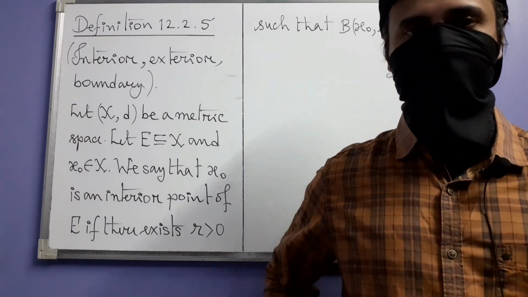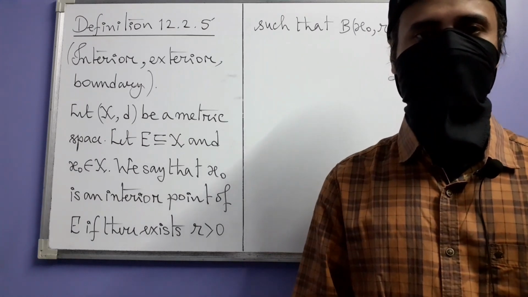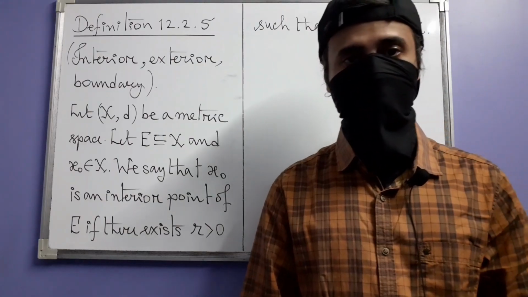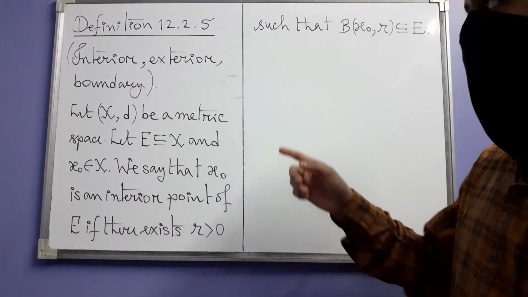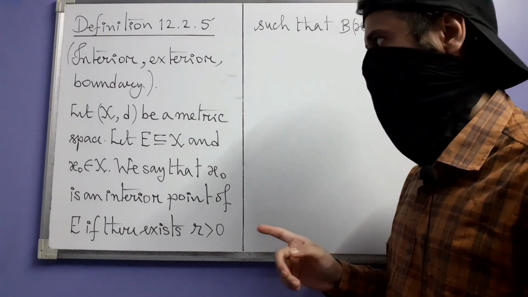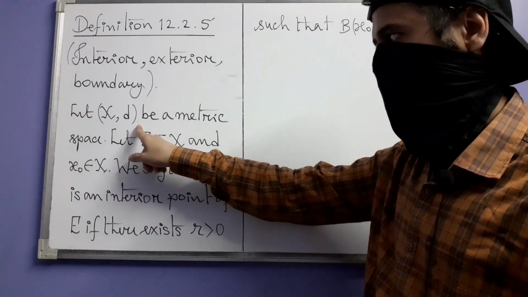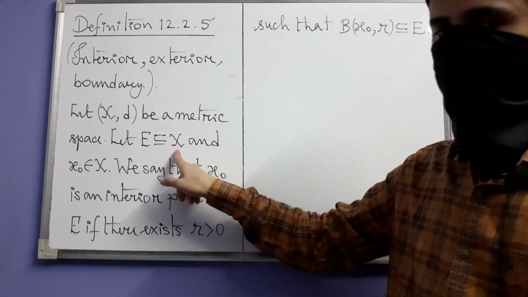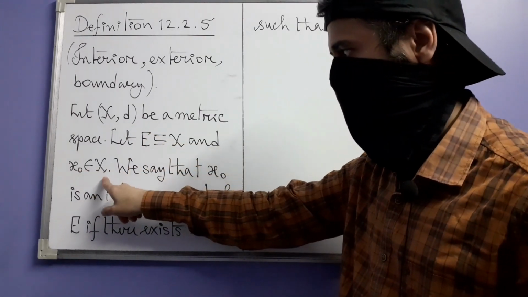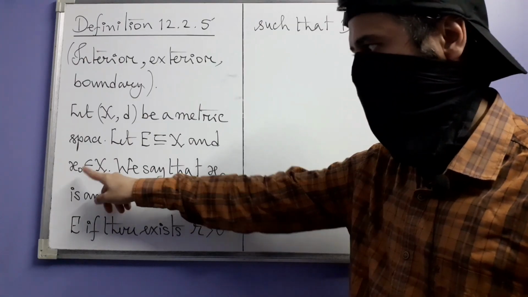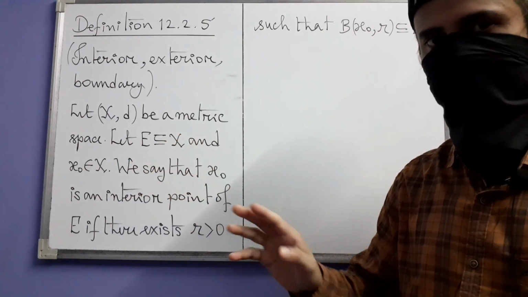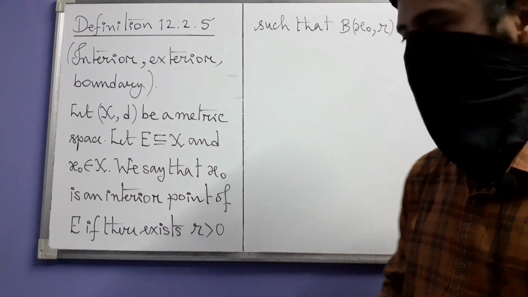We are now going to define interior, exterior and boundary of a subset in a metric space. Let's see this definition 12.5. Let (X, d) be a metric space, let E be a subset in X and let x naught be a point in X. x naught may or may not be in E. Okay, in general x naught is in X.